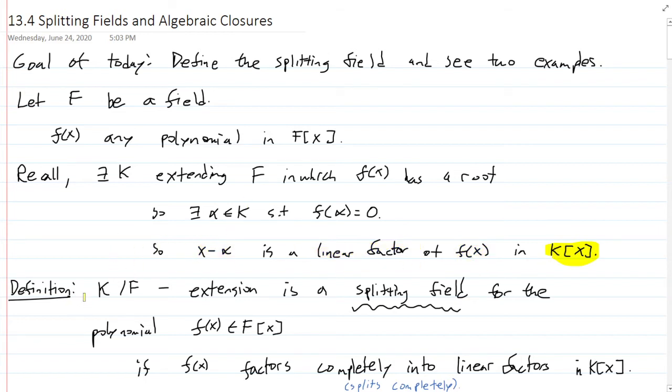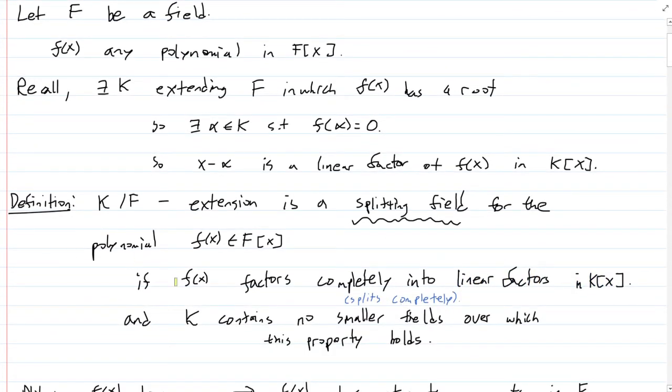So yeah. Now, what does it mean to be a splitting field? K over F, this extension is a splitting field for the polynomial f(x) with coefficients in F if f(x) factors completely into linear factors in the ring of polynomials with coefficients in K. So we say that f(x) splits completely. And furthermore, K contains no smaller subfields which have this property. So a splitting field is a field extension of F in which this polynomial f(x) splits completely. Right.